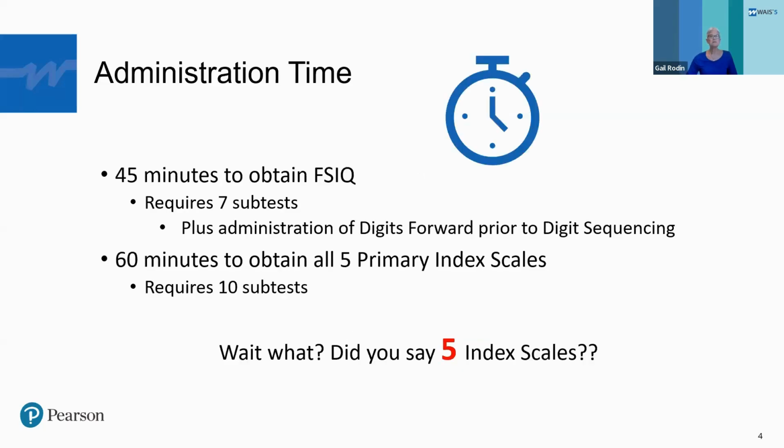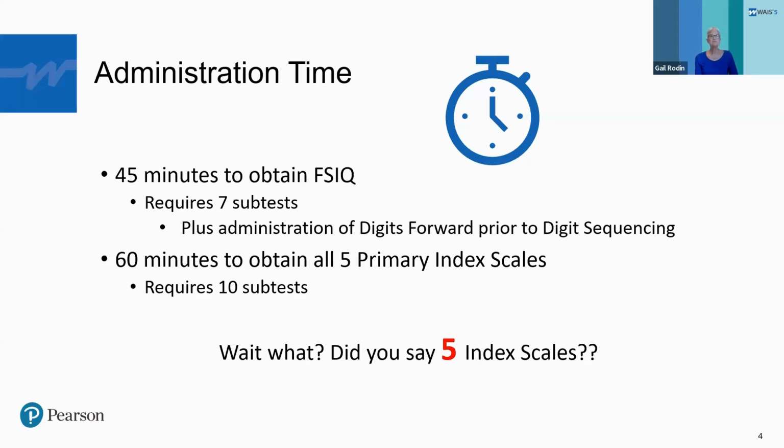Let's talk first about administration time. We are going to take about 45 minutes to obtain the full-scale IQ. I believe that was the median time in our normative sample when we did our standardization. To get the full-scale IQ requires 7 subtests. So 7 subtests contribute to the full-scale IQ, but you need to administer 8.